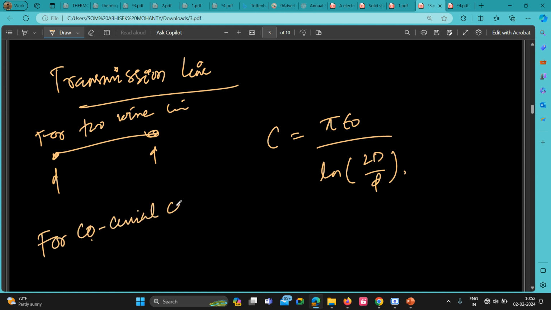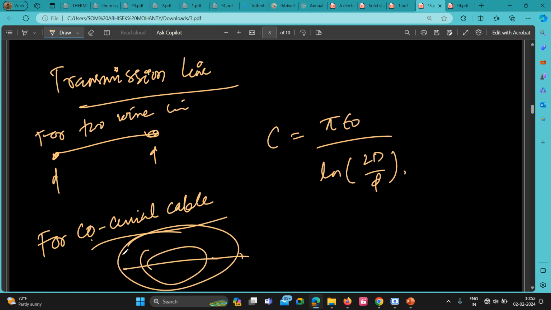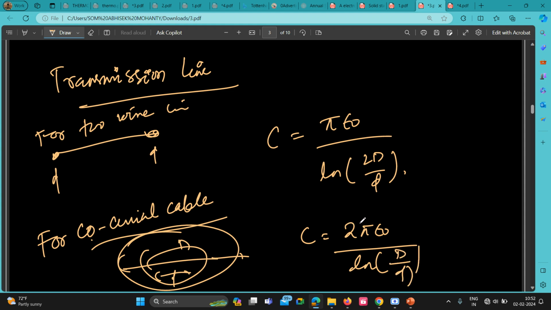For coaxial cable, like this, capital D, C is equal to 2 pi epsilon naught by ln D by d. Okay, there is no 2 here, but there is 2 here.